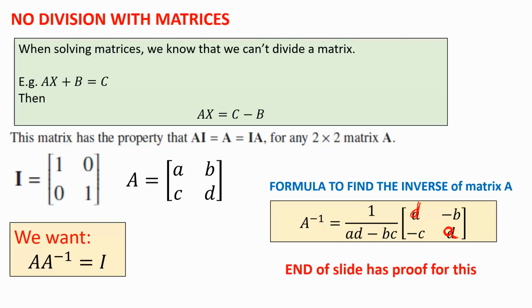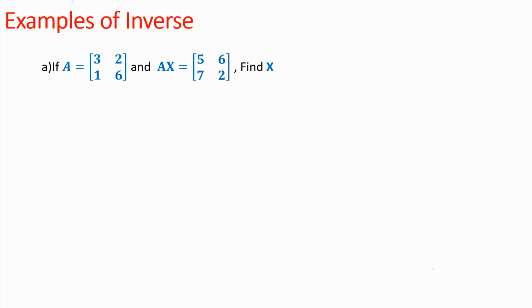Okay, so this is an example of how to use the inverse matrix. So let's say you've got matrix A. Matrix A times another matrix gives you 5, 6, 7, 2. Your goal is to find out what matrix X is. So how do you do it?